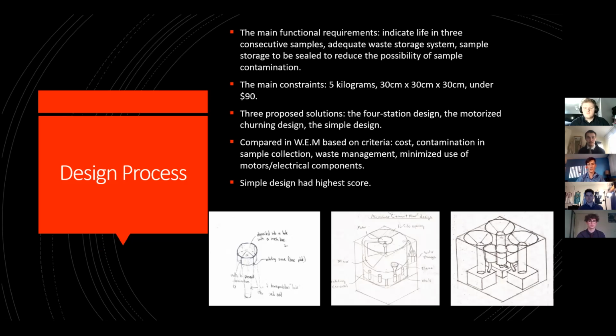The 3 proposed design solutions that the team created were the forestation design, the motorized churning design, and the simple design. These 3 solutions were compared in a weighted evaluation matrix that was based off of certain criteria, such as cost, contamination in the sample collection, waste management, minimized use of motors and electrical components, and a few others. Overall, the simple design had the highest score, so it is the design solution that our team chose.